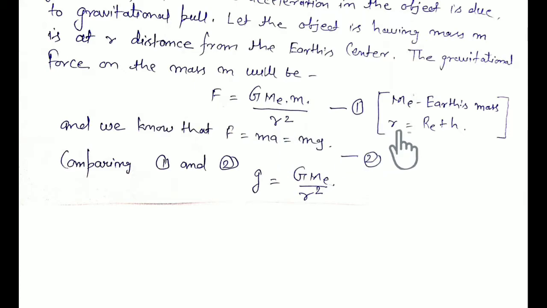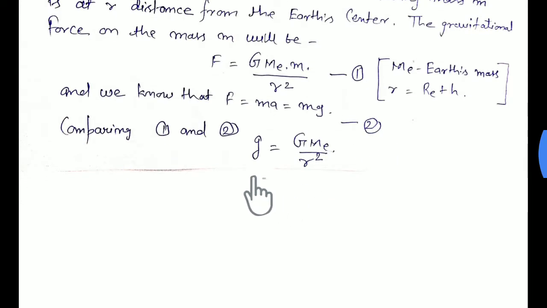So r is equal to Re plus h, where Re is the earth's radius and h is the height of that object from the earth's surface. And from Newton's second law, we know that F is equal to ma, or we can write F is equal to mg when the object is under the influence of the gravitational field of the earth. So comparing equation 1 and 2, we will get that small g is equal to capital G Me upon r square.